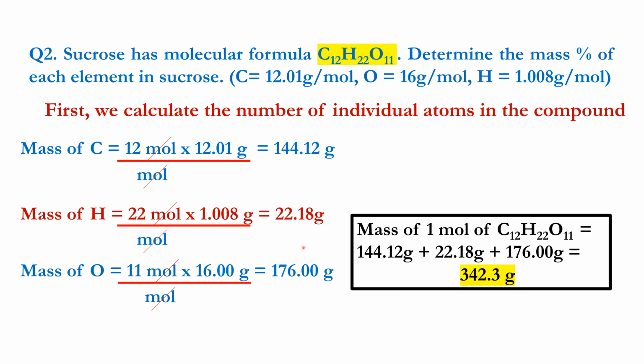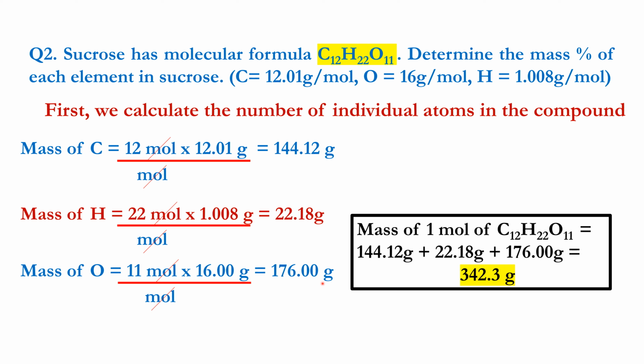So it is advisable for you to write out your units in this way. In that way, you can see the units that can cancel out, and it will be easy for you to know the final unit for your answer. So mass of oxygen, we will do the same thing. There are 11 oxygen atoms, so it will be 11 mole multiplied by 16 gram divided by mole. So mole cancels out, and the answer will be 176 gram.